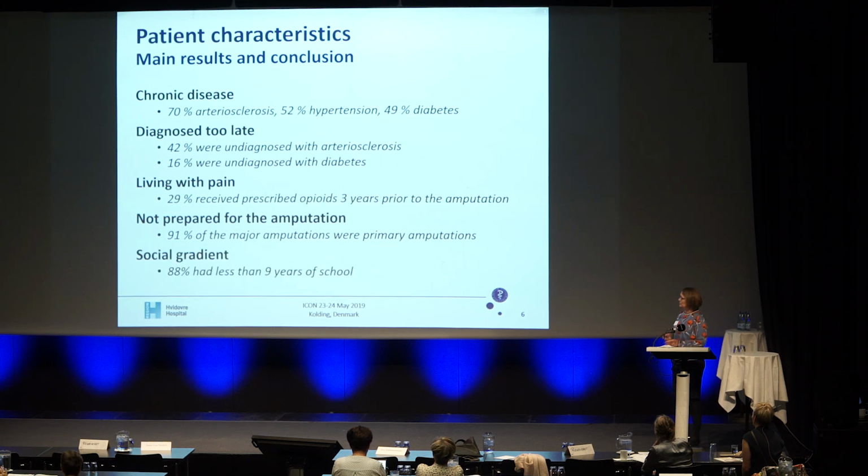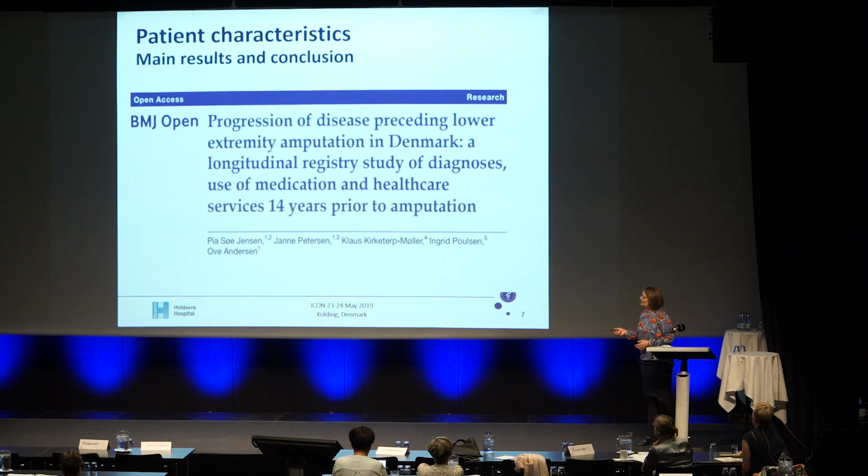And also we have a social gradient problem here. We have to take that into account when we are counseling the patient. And if you want to read more, we have published a paper where you can read more about the lower limb amputation cohort in Denmark. But that was the characteristics of the patients.